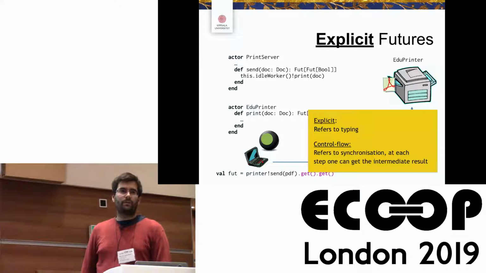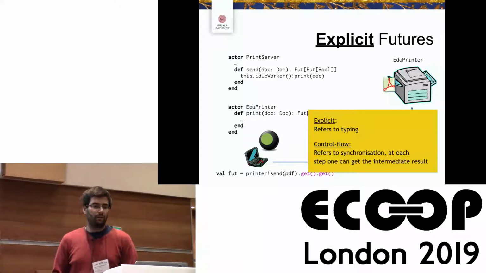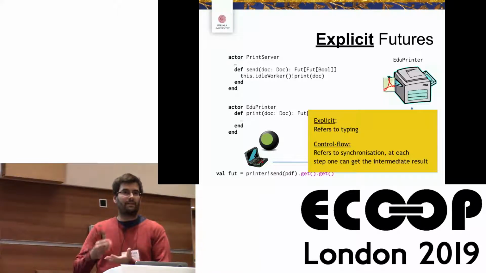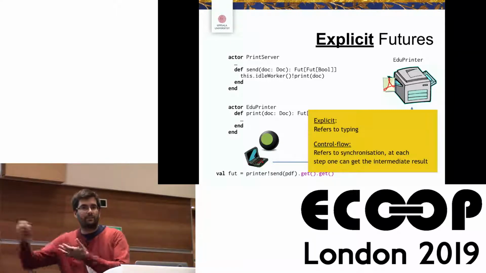Ludovic Henrio recently identified that this kind of future is usually tied to control-flow synchronization, where we understand control-flow as having access to all the intermediate steps. So this is a kind of future of a future, right? We can access those intermediate steps.